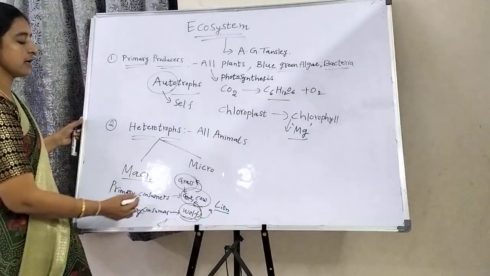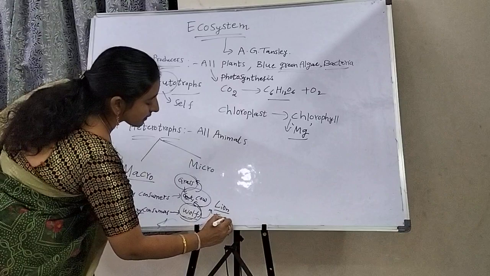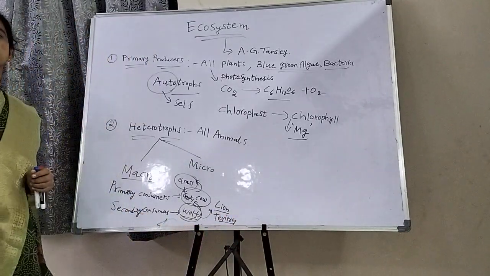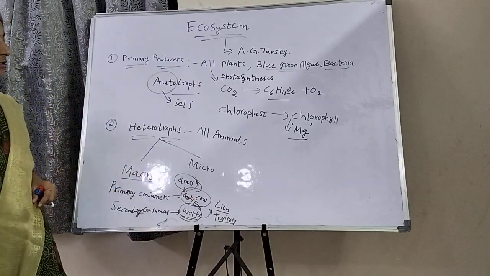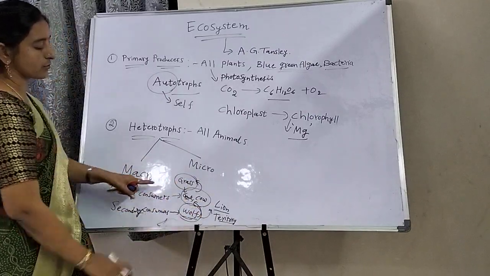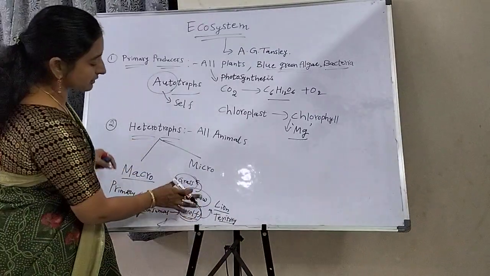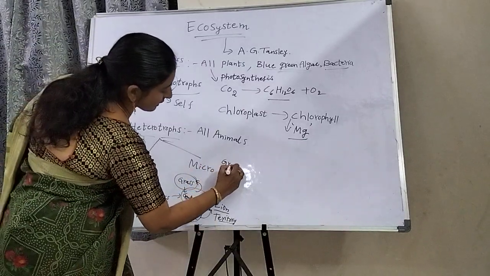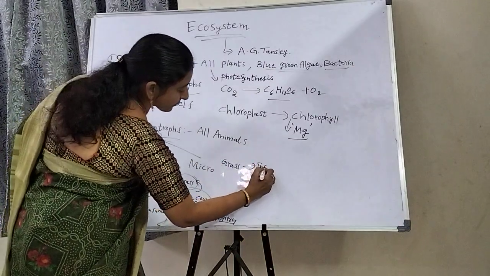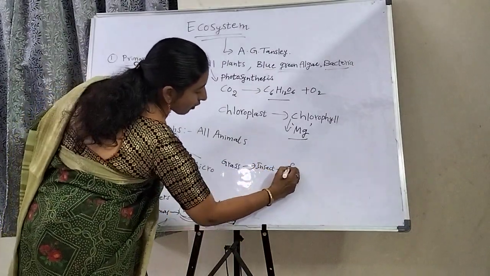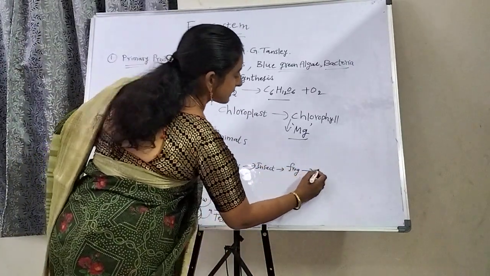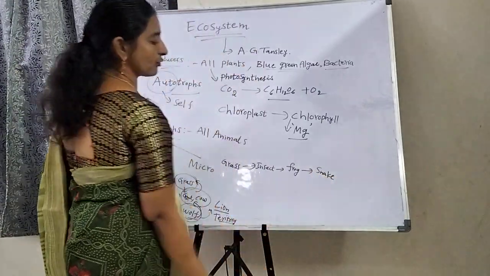So that is the tertiary consumer. The tertiary consumer is the lion. So all these things are related to the food chain. If you observe, this is known as a food chain. Grass is eaten by an insect, the insect is eaten by a frog, and the frog is eaten by a snake. So this is the food chain.